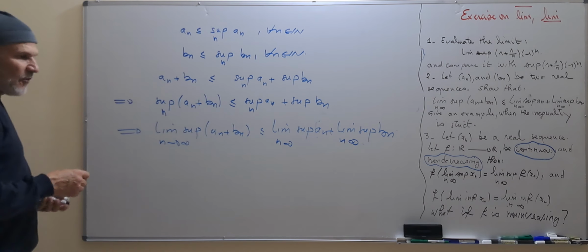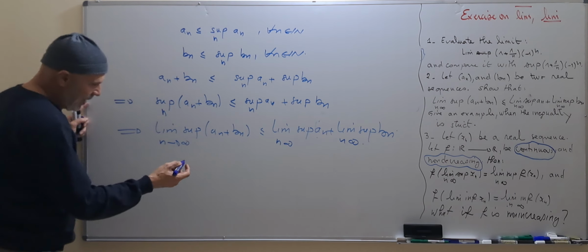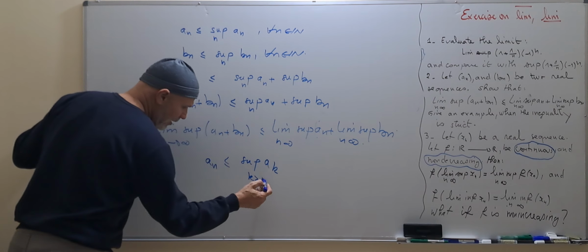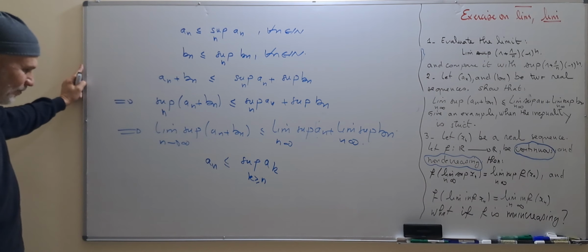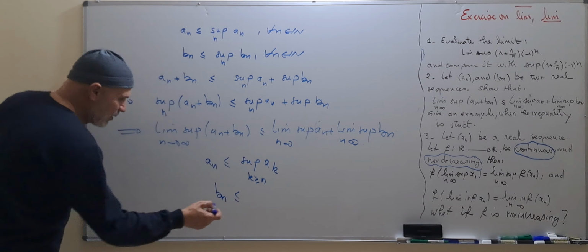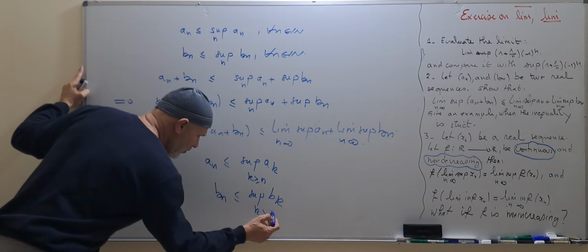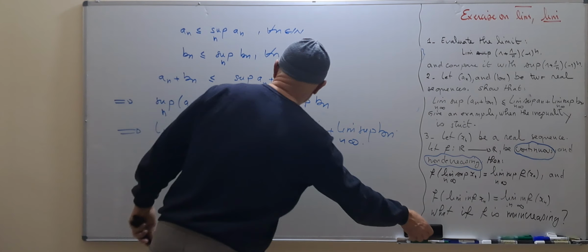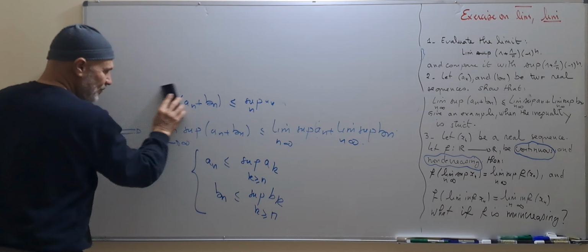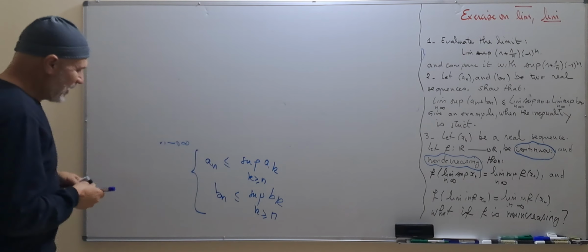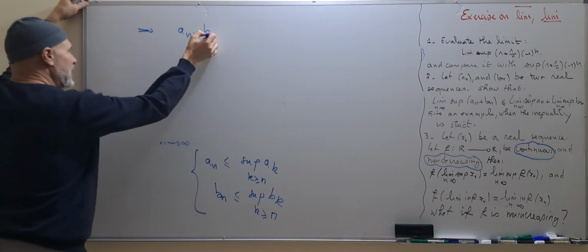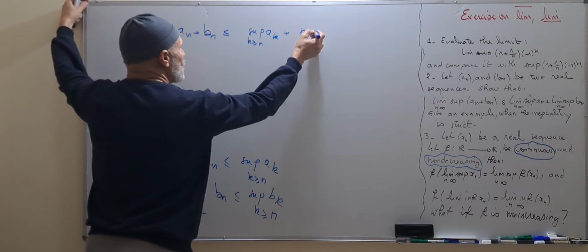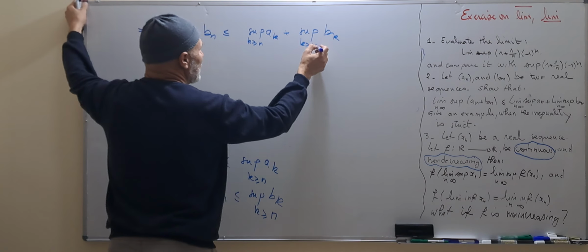We can do it in a more professional way, which means that we have a_n is less than or equal to sup of a_k, k greater than or equal to n. And b_n is less than or equal to sup of b_k, k greater than or equal to n. This is more professional in this case. Then we get a_n plus b_n, which is less than or equal to sup a_k, k greater than or equal to n, plus sup b_k, k greater than or equal to n.